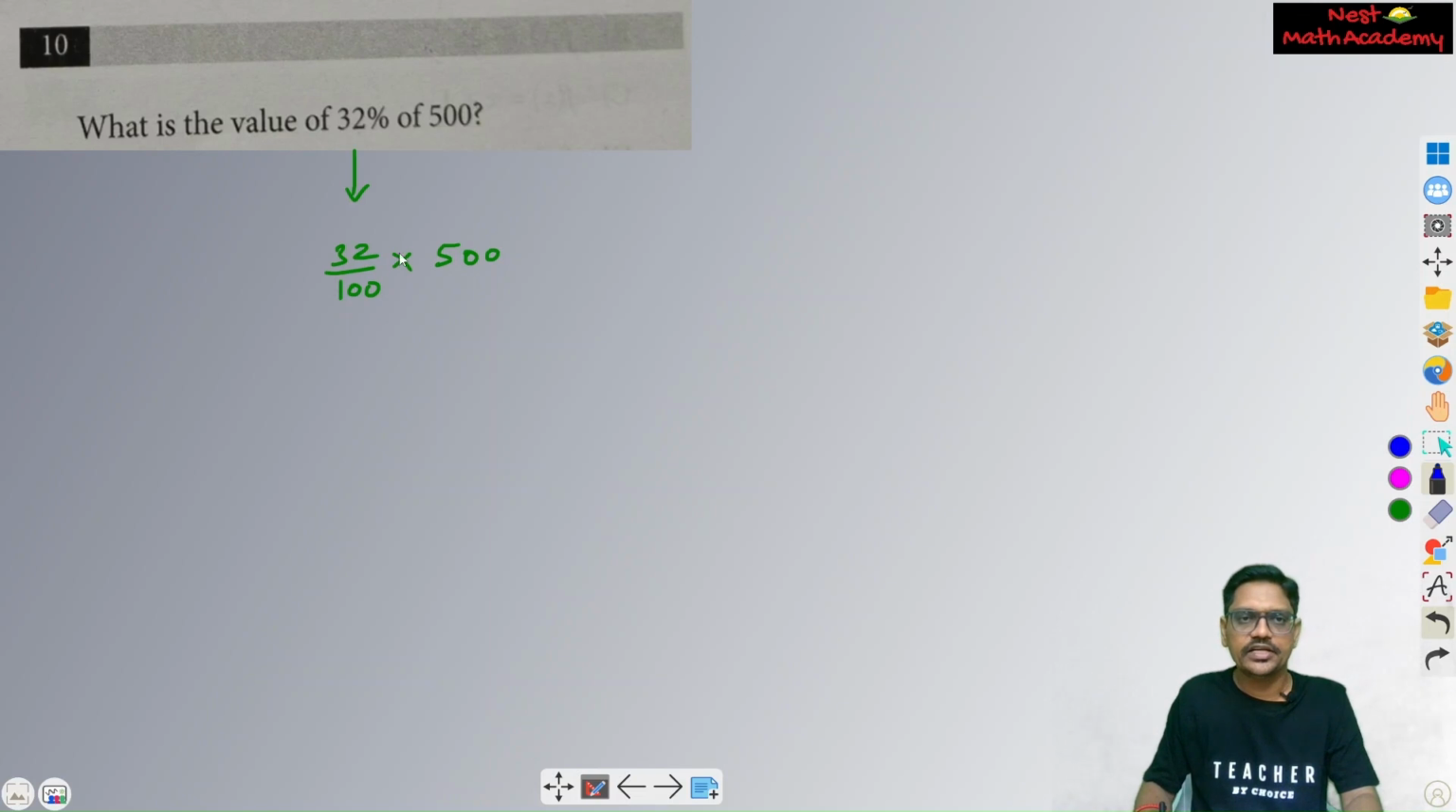We can multiply 32 and 500 first and divide later, or else divide 500 by 100 first and multiply. Both are equally good. Whichever way you're comfortable, you can do that. So I'm writing this first, 10 times 5, now 32 times 5. 5 times 2 is 10, 15 plus 1, 160. I'm getting 160. 32% of 500 is 160. Okay.